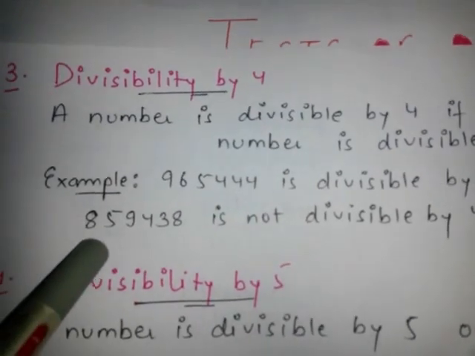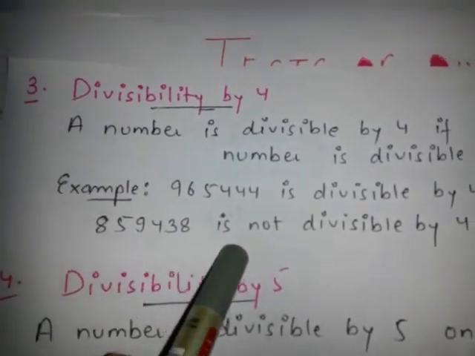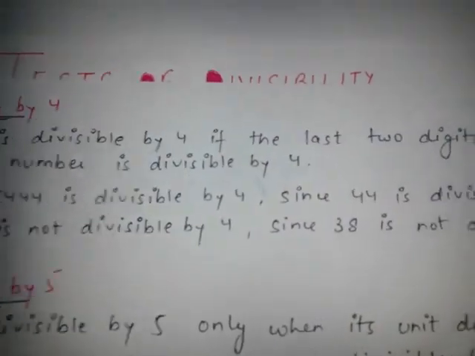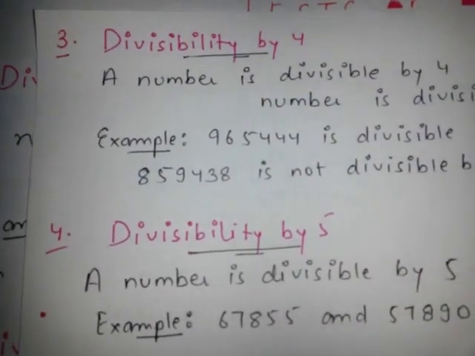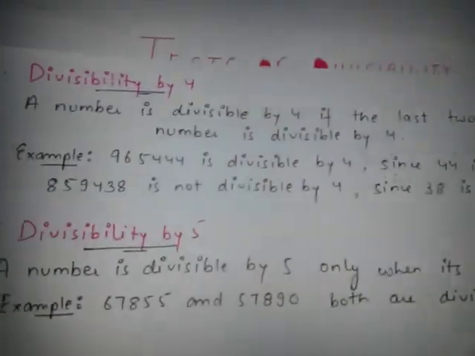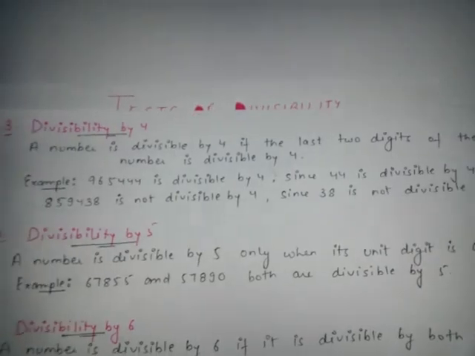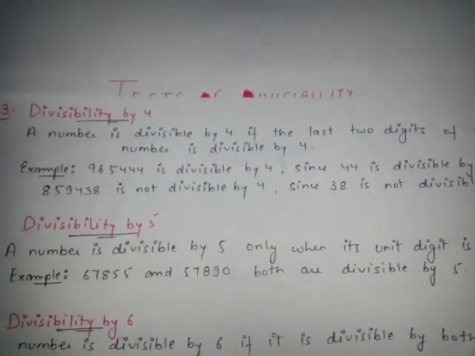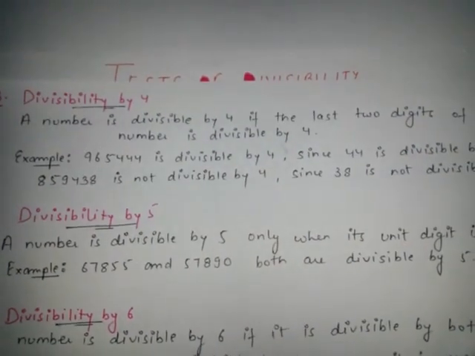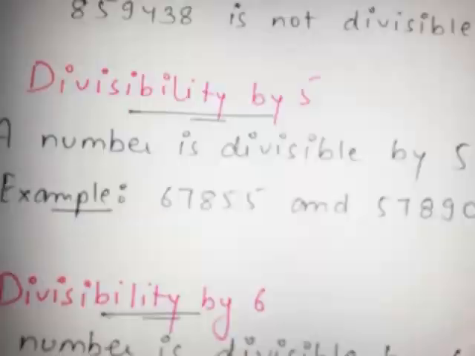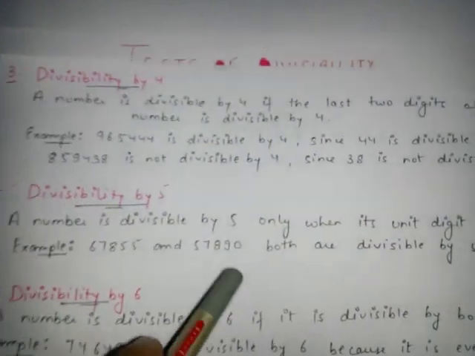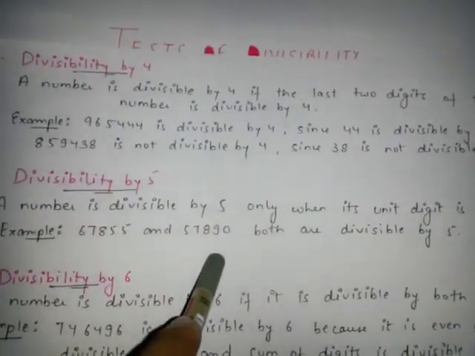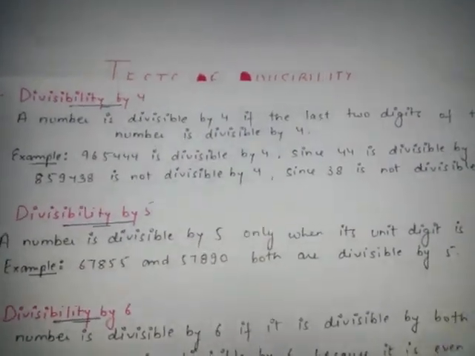If we have a number 859438, it is not divisible by 4 because 38 is not divisible by 4. Let's come to our other case, which is divisibility by 5. A number is divisible by 5 only when its last digit is either 0 or 5. It's a simple basic example which clears you that both the numbers are divisible by 5.